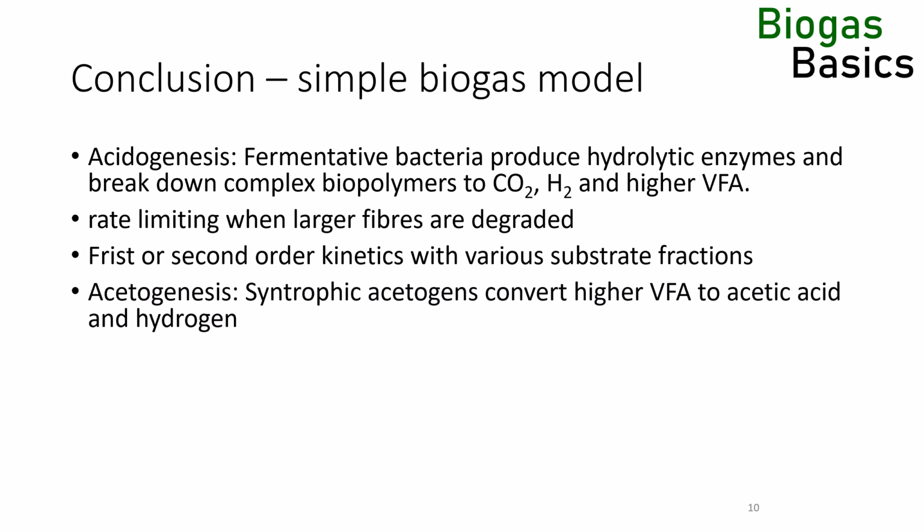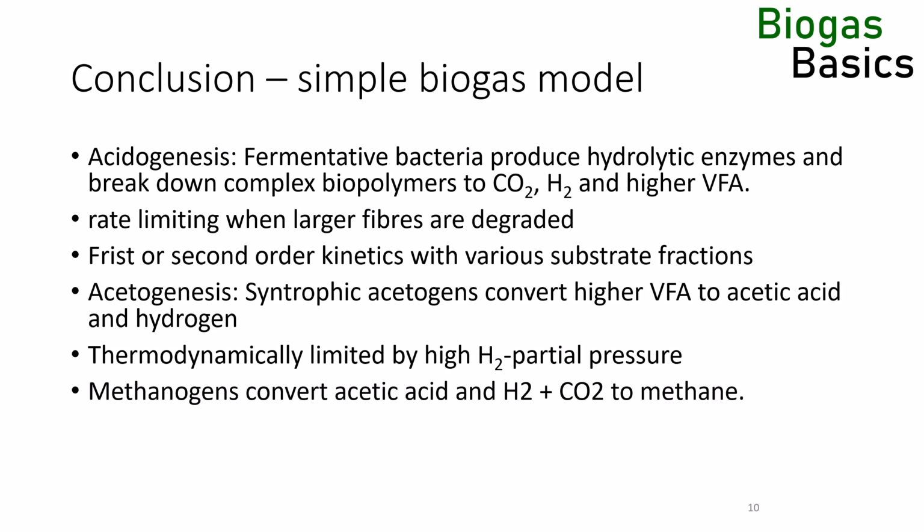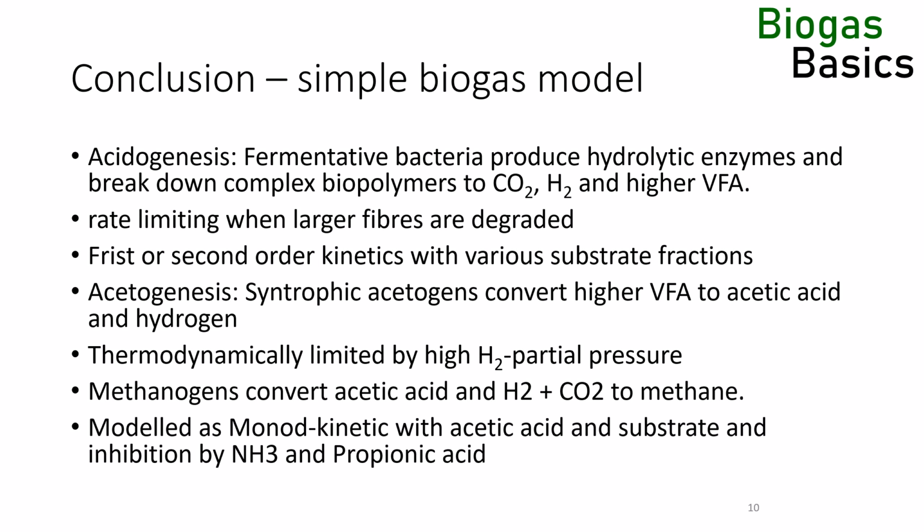Syntrophic acetogens convert higher volatile fatty acids to acetic acid and hydrogen. This step is rate-limiting when acids or hydrogen accumulate in the digester. Methanogens convert acetic acid and hydrogen plus CO2 to methane. Methanogenesis is modeled as a Monod kinetic and is rate-limiting when high concentrations of VFA and ammonia are present.